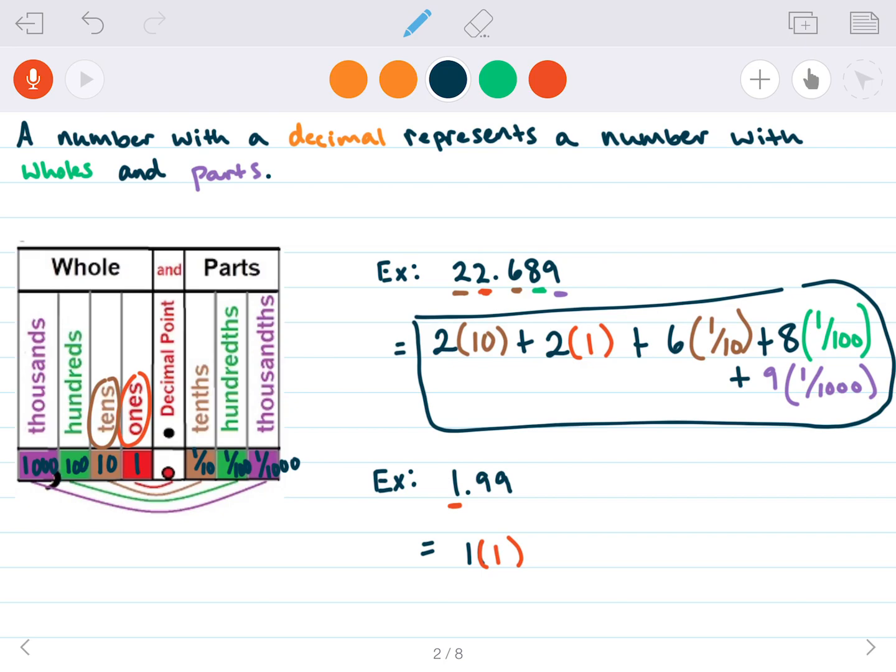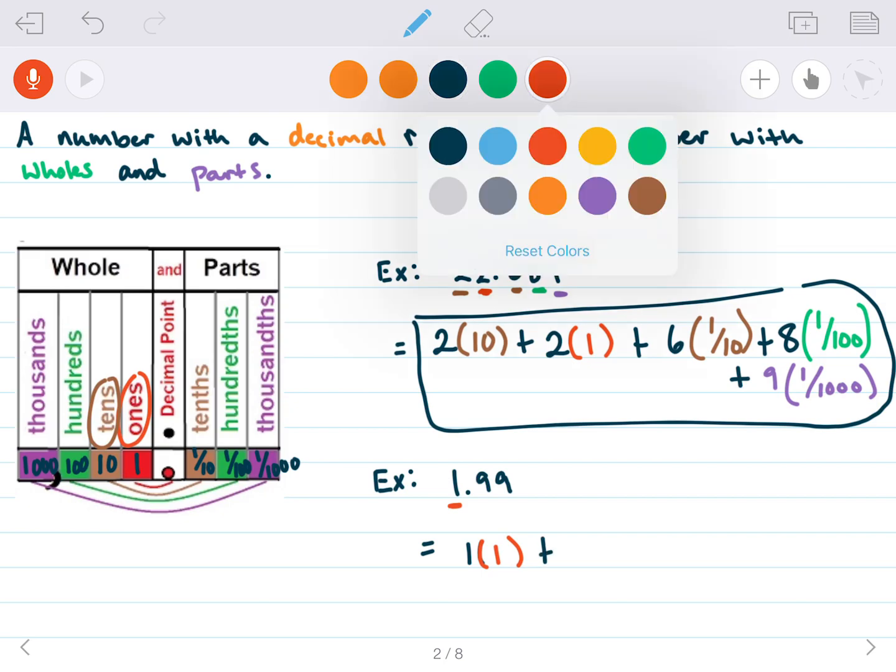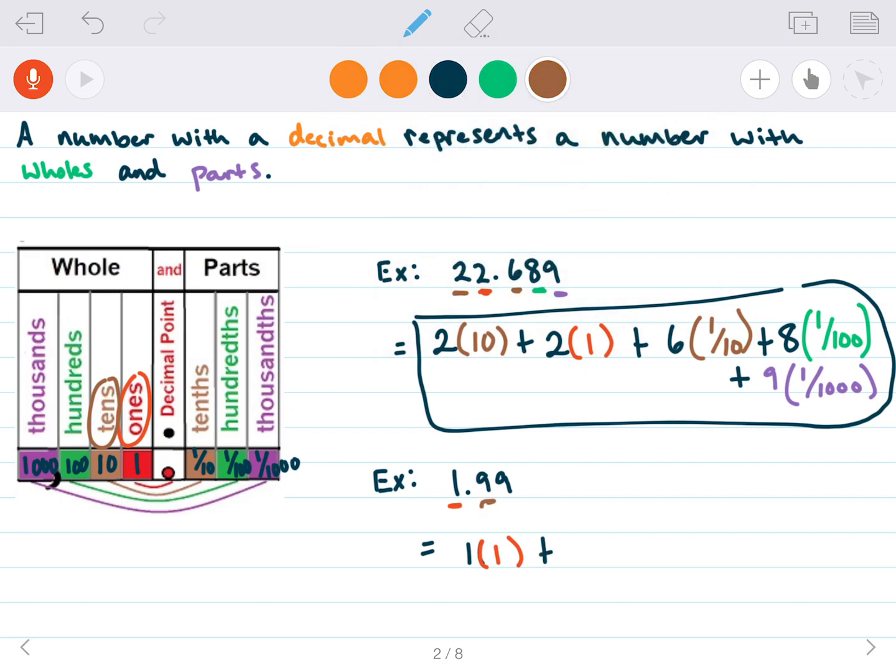All right, and to the right of the decimal, I have my tenths place, and I have 9 tenths, and then I have 9 hundredths as well. So I have plus 9 tenths plus 9 hundredths.